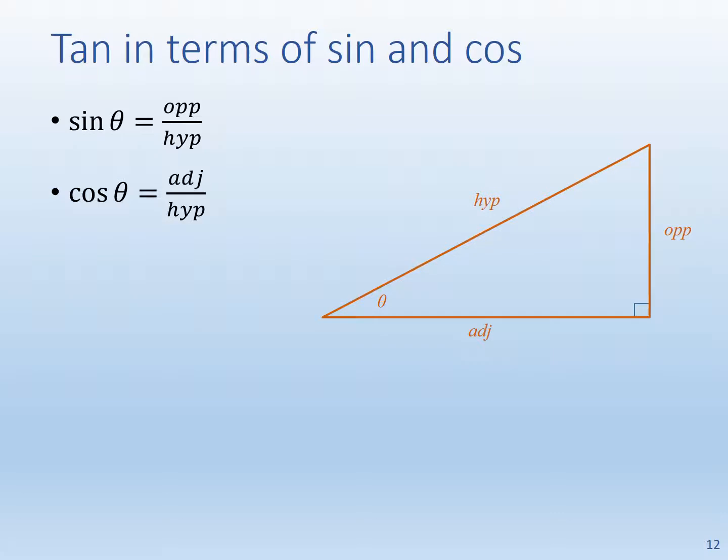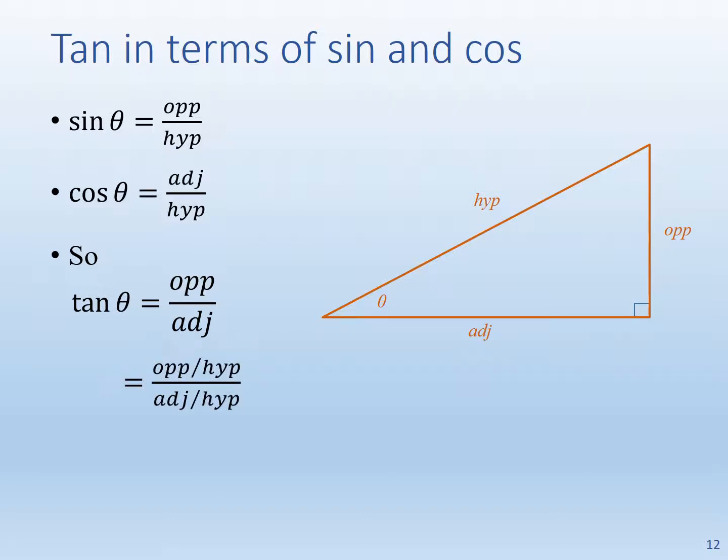Using the definitions of sine and cosine shown, and the definition of tan as opposite over adjacent, we can define tan in terms of sine and cosine. We do this by dividing both the numerator and the denominator by the hypotenuse, and then we can see that the opposite over the hypotenuse, the numerator there, is the same as sine of the angle, and the denominator is the cosine of the angle. So we can write tan theta as sine over cosine.